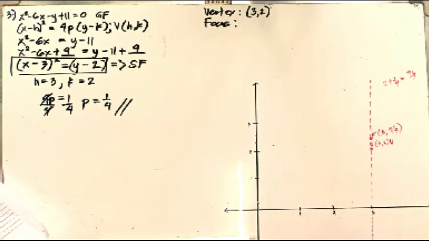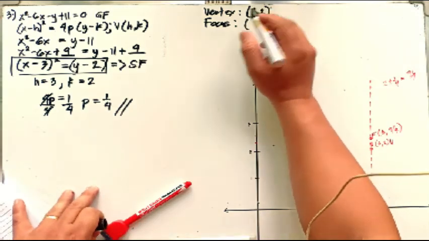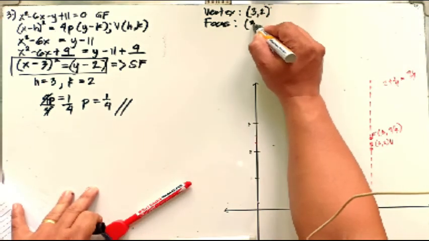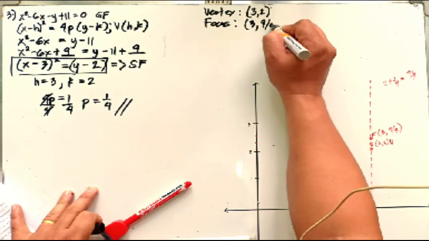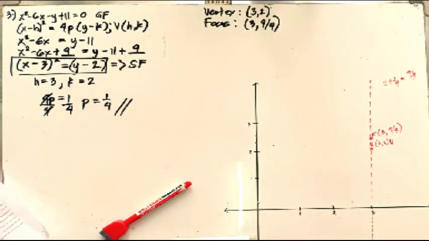Next, we may now write the focus here to summarize the important details. We have (3, 9/4). Sir, can we write the coordinates in decimal form? You may do that. It's just okay.